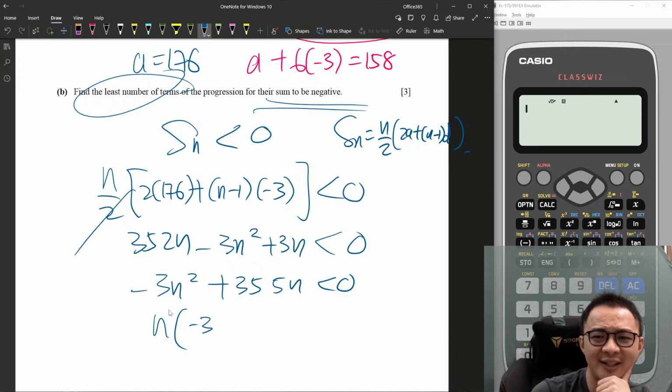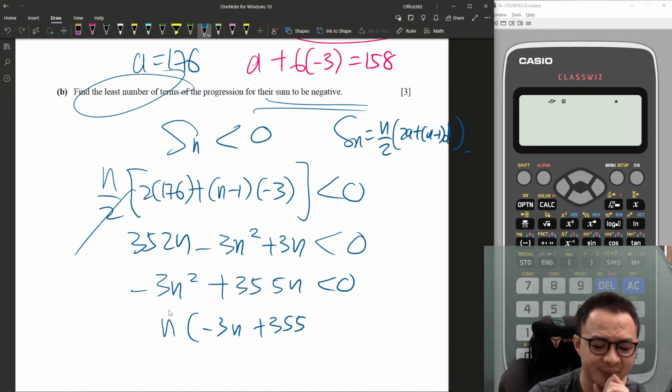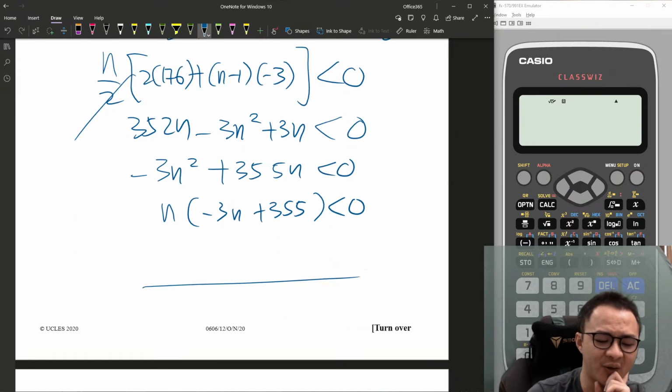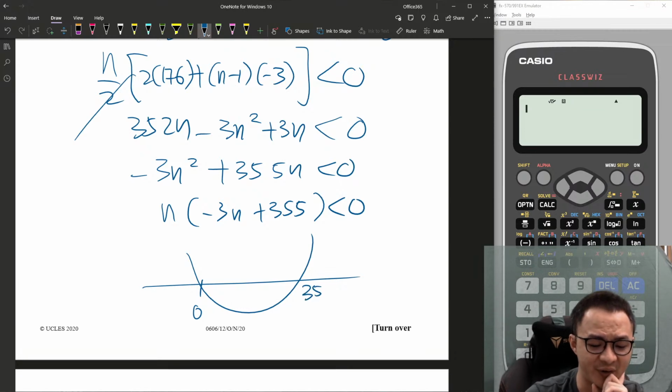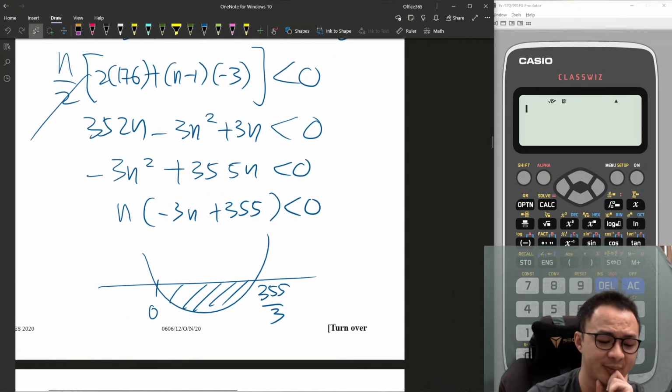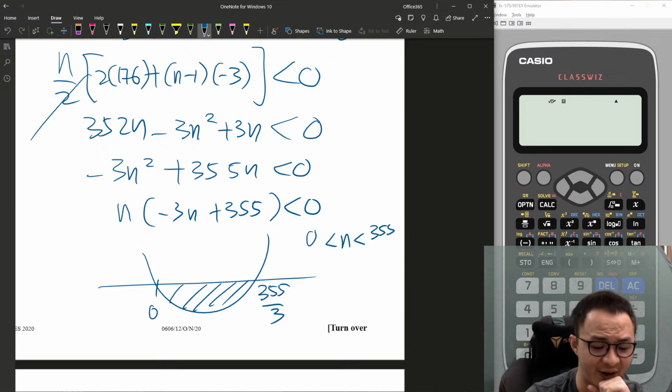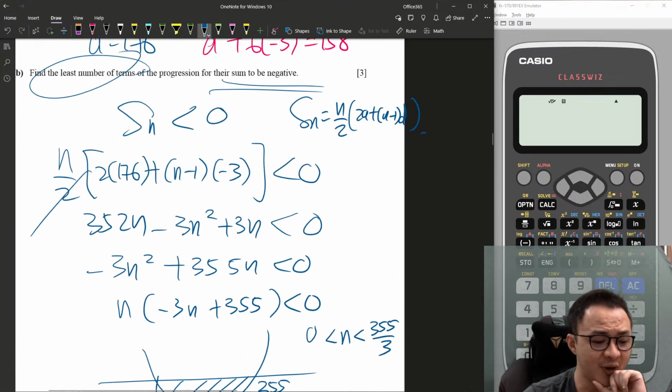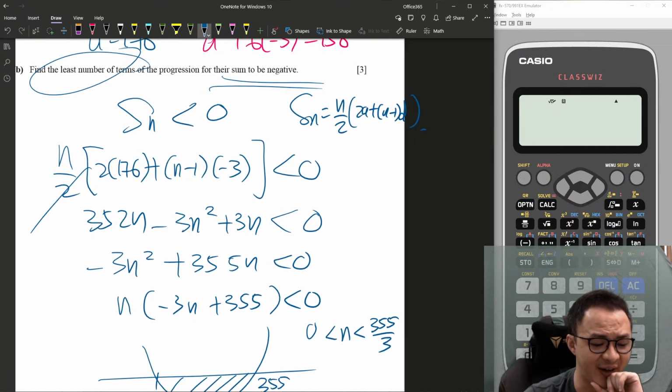Should I multiply them, make it become bigger? Never mind. I take out the n. Negative 3n plus 355 less than 0. Then for the quadratic inequality, we have one value is 0. Another value is basically 355 over 3, isn't it? Less than 0 in between. Then my n value is between 0 to 355 over 3. But this question asked me to find the least value of n.